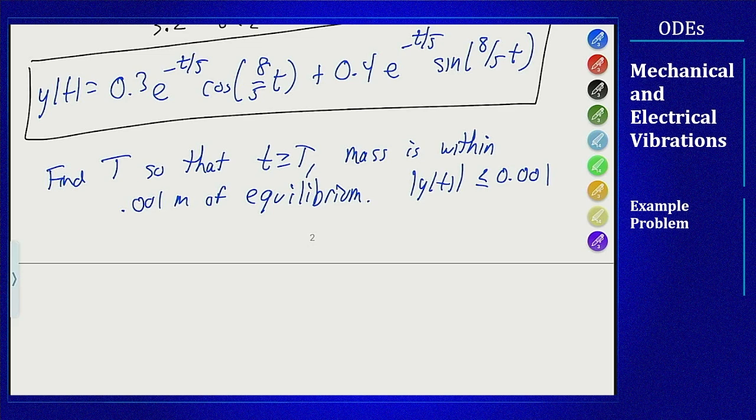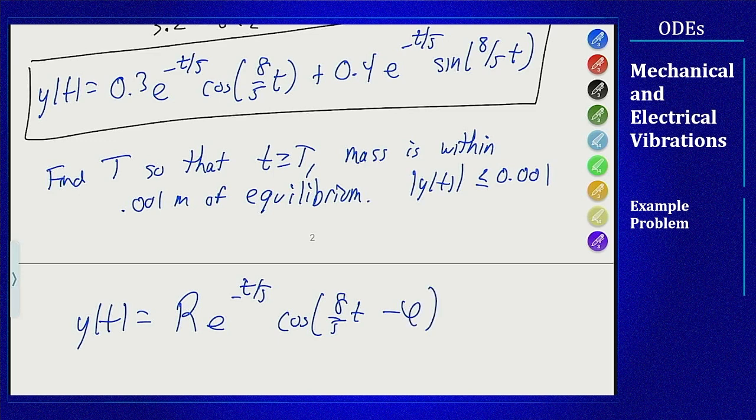So I want to rewrite this function y of t in the following form: r e to the minus t over 5 cosine of 8/5 t minus phi. And if I can do that, then I can use the envelope curves here to tell me when it's going to be trapped within 0.001, because the cosine part is never bigger than 1. So how do we do this? We've got to find r.